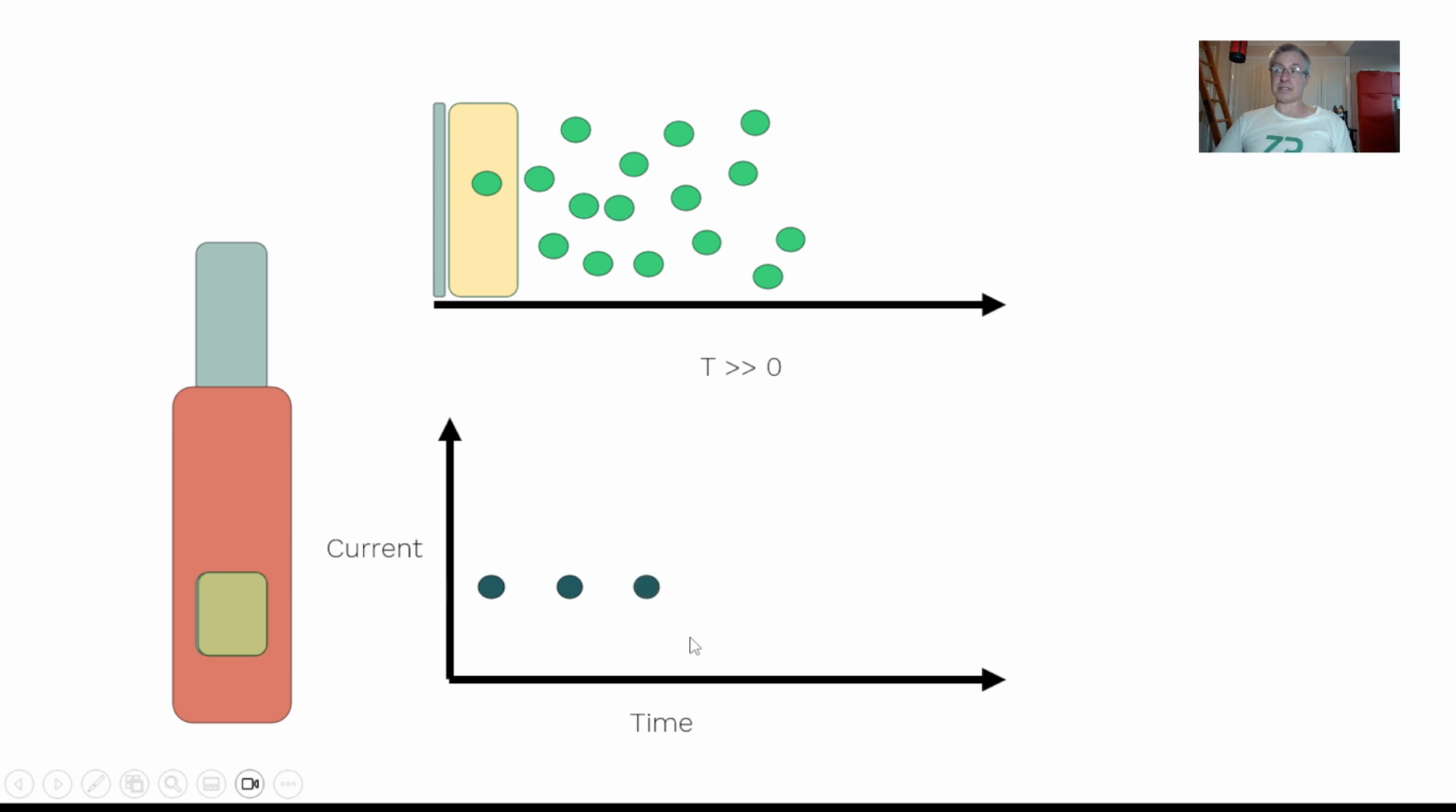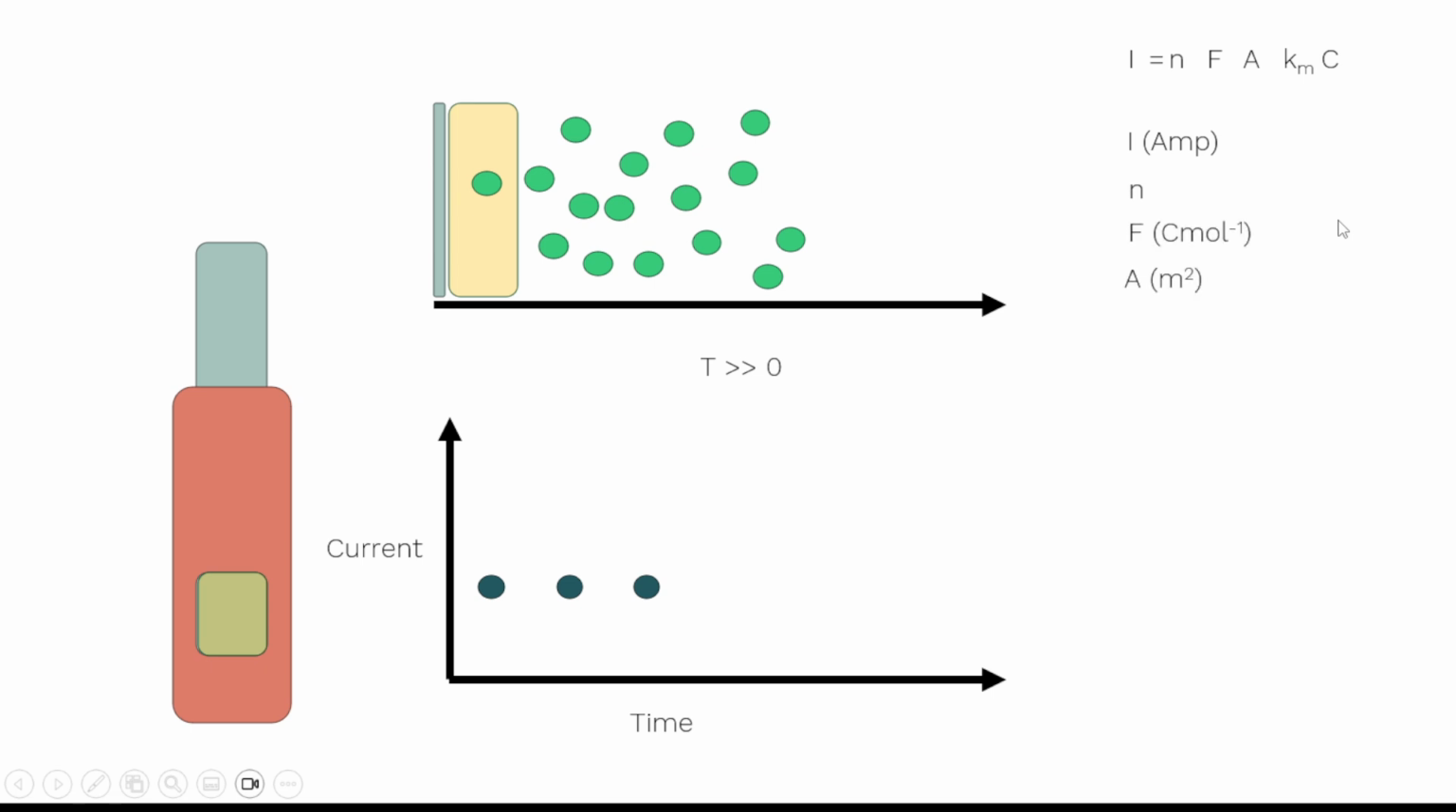So actually you get steady state current. Now the equation for this is I equals n, number of electrons, F, Faraday's constant, A, area of electrode, the thing you manufacture, Km, your mass transport, this is the thing you've got to really be careful about controlling in your experimental jig, and C, your concentration of electrochemically active molecule. So nothing has really changed, they've all got the same units as before.